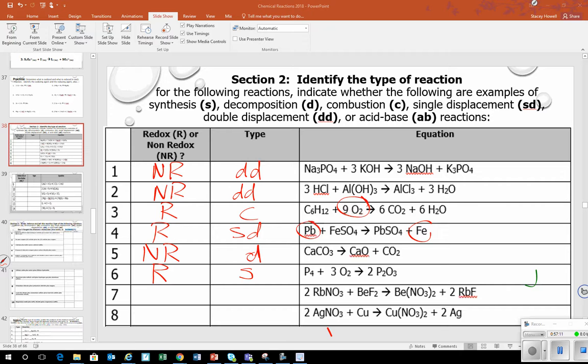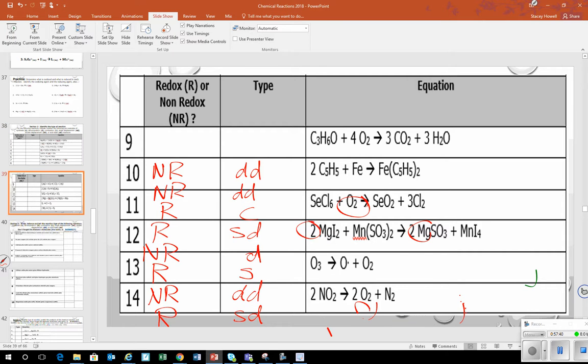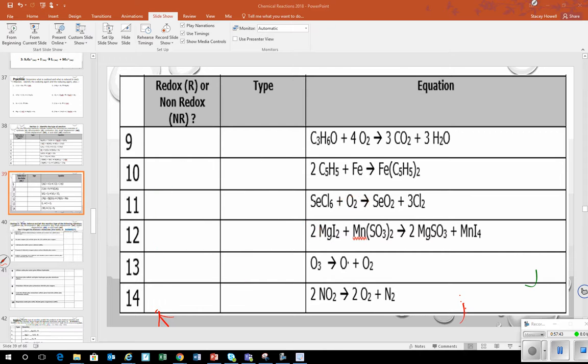Next one, compound, compound, new compound, new compound. Double displacement. Redox or non-redox? Good. Next one, silver nitrate plus copper yields copper(II) nitrate plus silver. Single displacement, because it's an element by itself. It's a what? Redox. Okay, I gave you some others that you can practice on your own, or if you need to come in and get help, that we have something to work with.